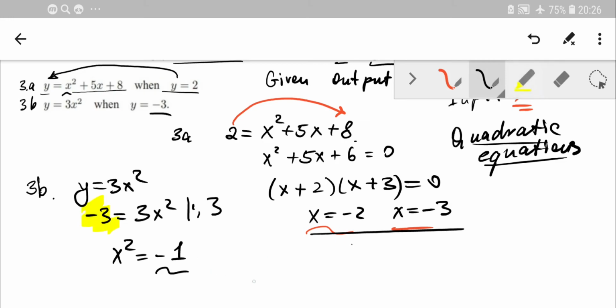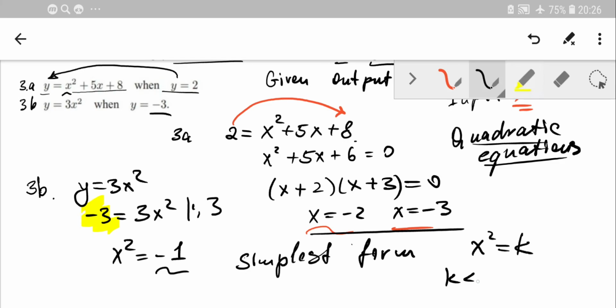So just remember the quadratic equation in the simplest form. Make sure you remember that simplest form for a quadratic equation, like x squared equals k. And if k is negative, no solutions, right? So no solutions here. It means that for y equals negative 3, this graph is just unable to deliver any x corresponding to y equals -3.